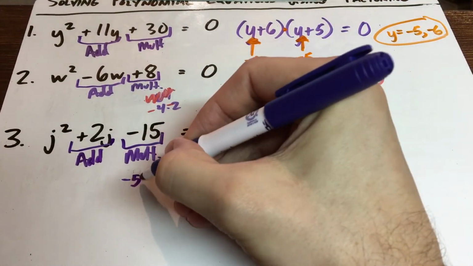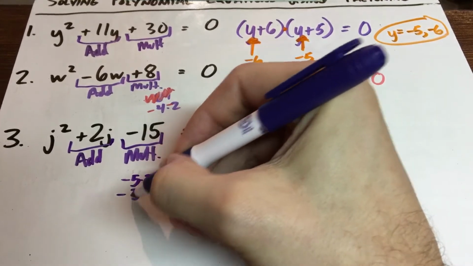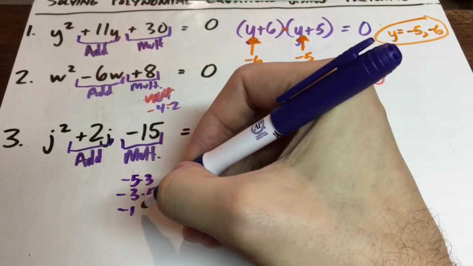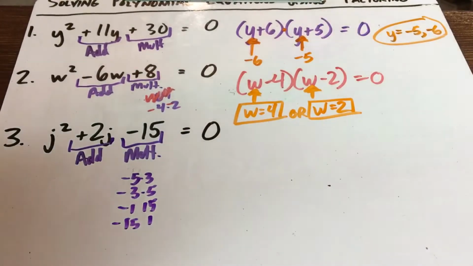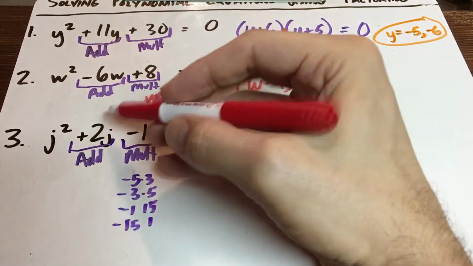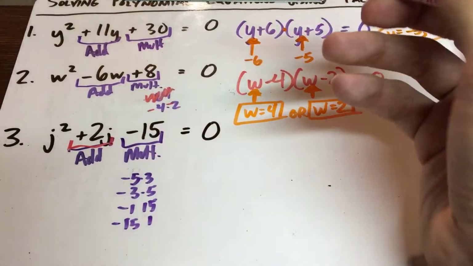So my only ideas are negative 5 and 3, negative 3 and 5. I guess I could do negative 1 and positive 15, or negative 15 and positive 1. They usually don't do those, but every once in a while they'll sneak one of them in there when they use the number 1. Okay, only one of these combinations would add up to equal 2.